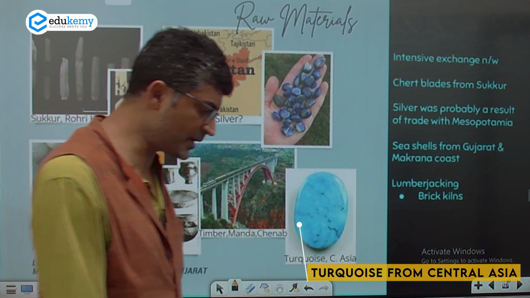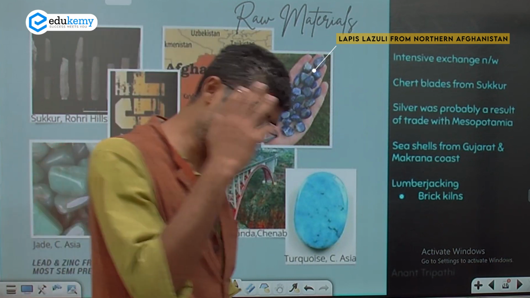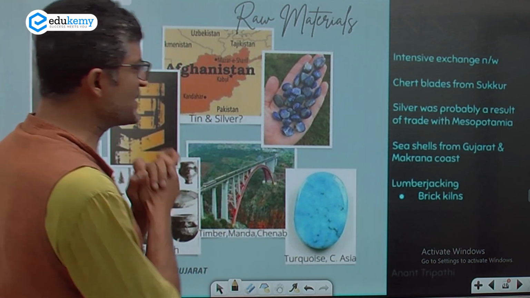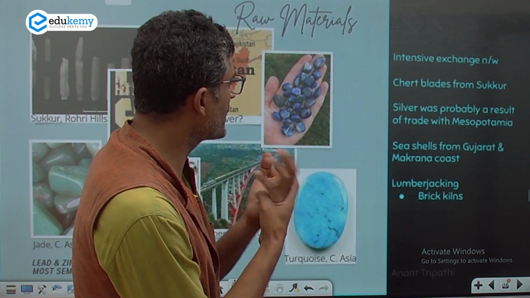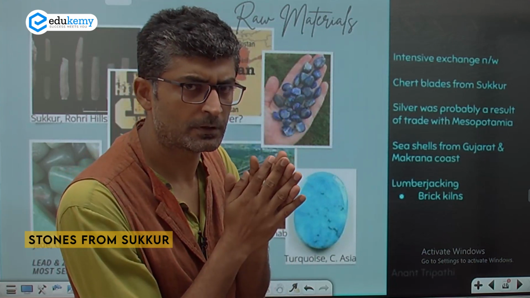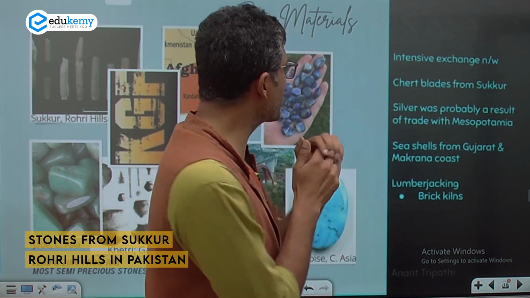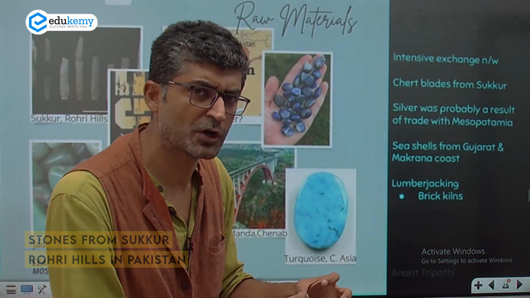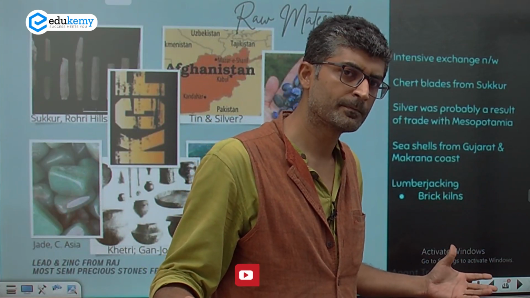Turquoise from Central Asia. Lapis lazuli from northern Afghanistan. So very interesting. They had a very intensive exchange network. They got their stones from a place called Sukur, in the Rohri Hills in Pakistan. From there they got their stones and made their stone tools, and these stone tools of uniform design were distributed across the Harappan region to their artisans.